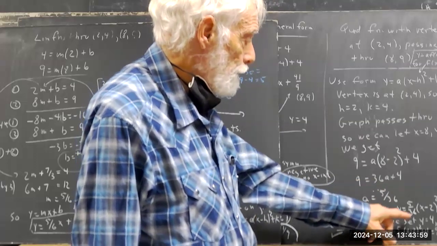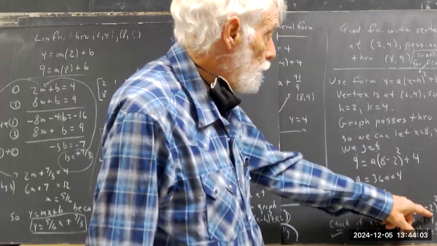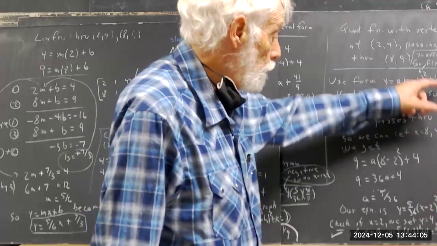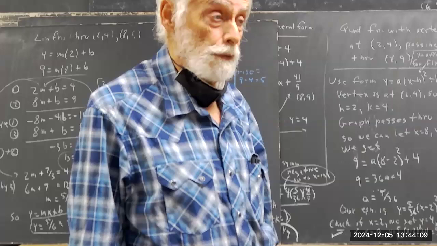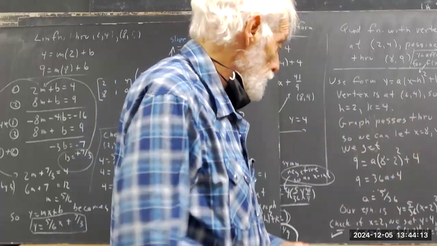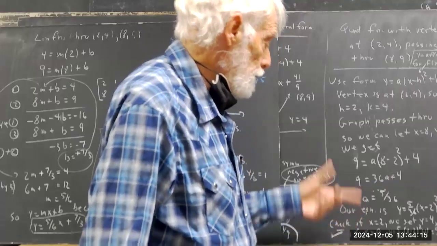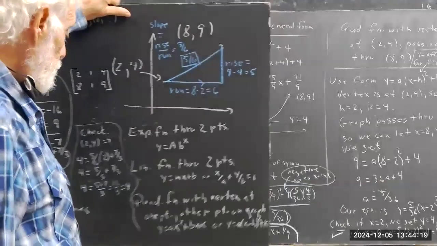Our equation is then this. We plug in 5/6 for a. We plug in 2 for h. We plug in 4 for k. And right there's a perfectly good vertex form of the equation of a quadratic function, of a parabola. We check to make sure that's right. Well, I did that check. It's on the video.